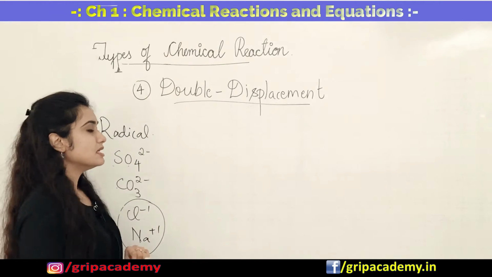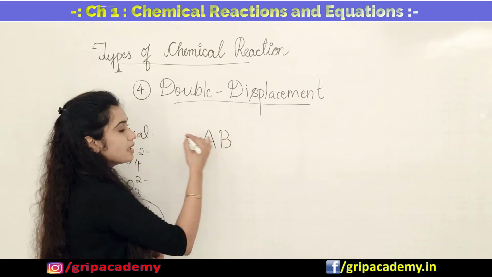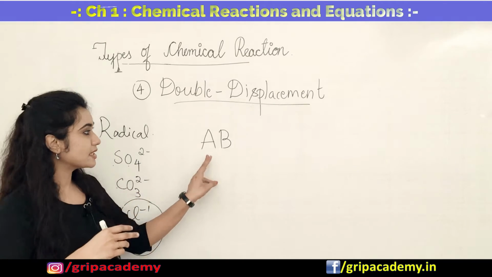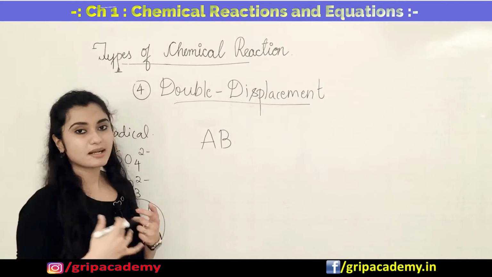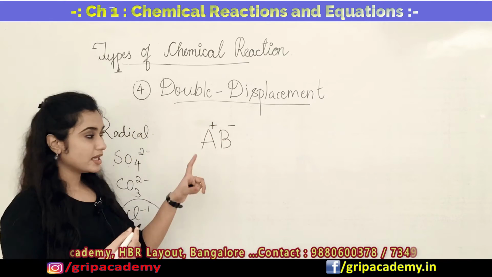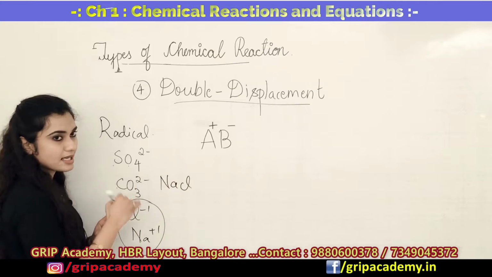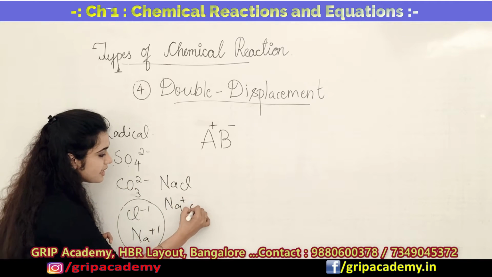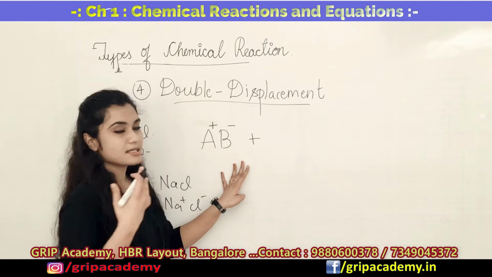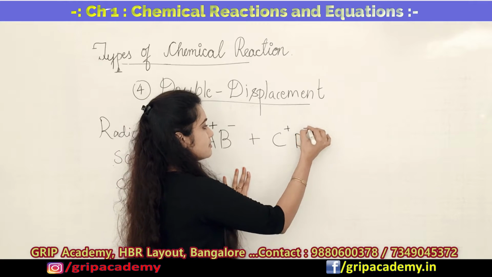So now coming to double displacement, consider there is a substance called AB. As we are talking about exchange of radicals between two reactants, we shall represent their charges as well. So A plus and B minus. Why I wrote like this, you understood, right? We can write NaCl as Na plus and Cl minus, right? Like that I am representing this. And consider there is another compound called C plus and D minus.